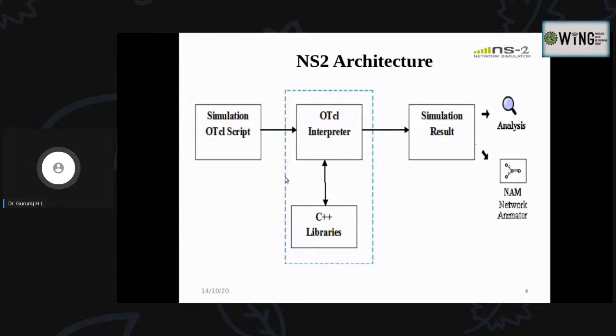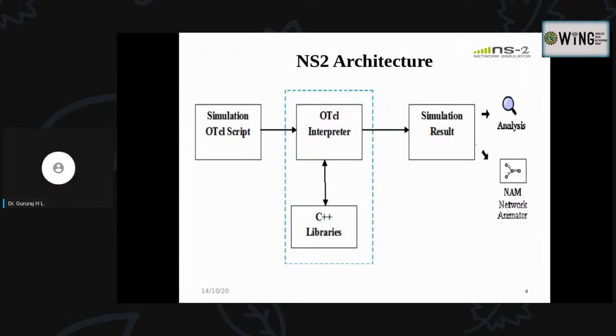This part is the combined part of two important languages: we require the OTcl interpreter, and that will automatically run with the help of C++ supported libraries. The program which you are going to write is called a script, and the output we get is called the simulation results. What type of outputs will we get? Obviously we'll get animation. I think you know about animation. What is the meaning of animation? Animation is nothing but the movements of the nodes, the graph, and the packets.